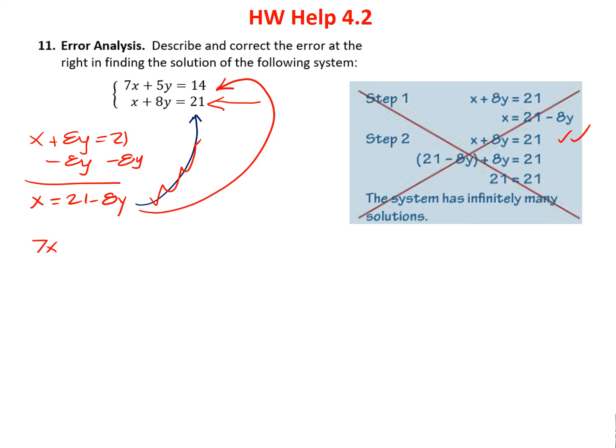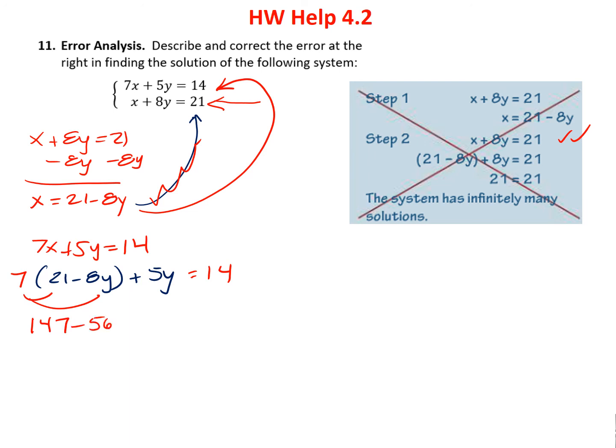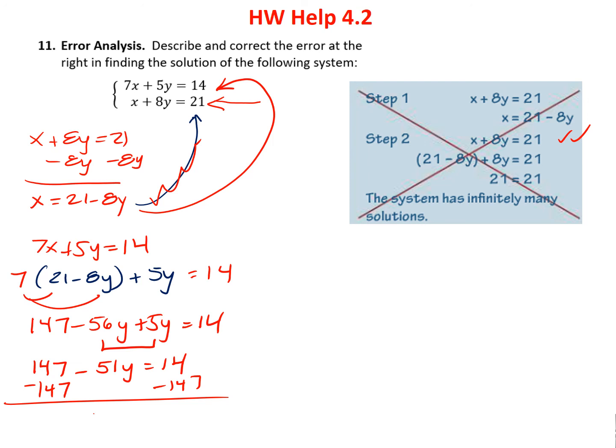So I would take 7x plus 5y equals 14, and I would plug the x in there. So I have 7 times 21 minus 8y plus 5y equals 14. So when I distribute here, I'm going to have 147 minus 56y plus 5y equals 14. Combine like terms here: 147 minus 51y equals 14. So we're going to subtract 147 from both sides, and we're going to get minus 51y equals negative 133.